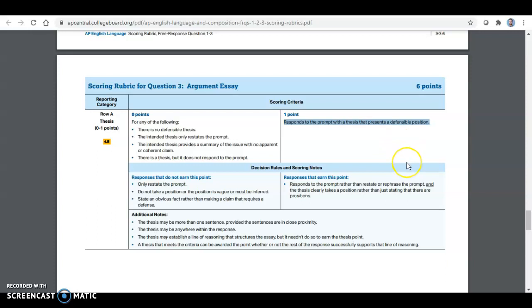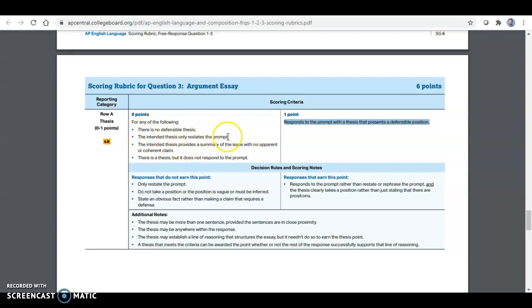That's what it means to create a defensible position, is that you're going to be providing evidence and commentary to back it up. Notice what a 0 earns, and I'm not going to go over all of these, but you can look at these. I think the big ones is just no defensible thesis, or it just restates the prompt. Also, it provides a summary of the issue without a claim.